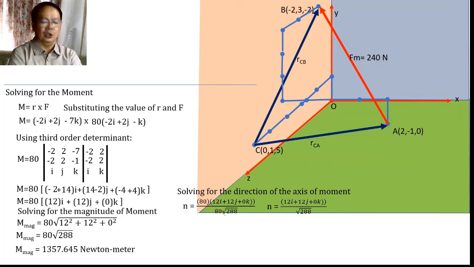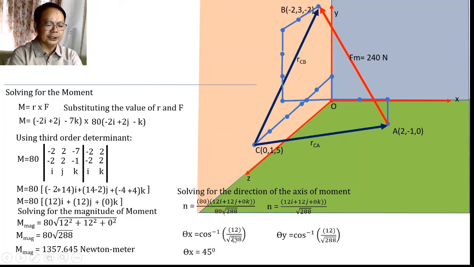And from here, we can compute the direction of the axis of rotation, how much angle this axis makes with respect to an axis parallel to x, an axis parallel to y, and an axis parallel to z. Theta sub x shall be equal to arc cosine of 12 over the square root of 288. This is the x component of the moment divided by the magnitude of the moment, and that gives us the arc cosine. When we simplify that, it gives us a value equal to 45 degrees.